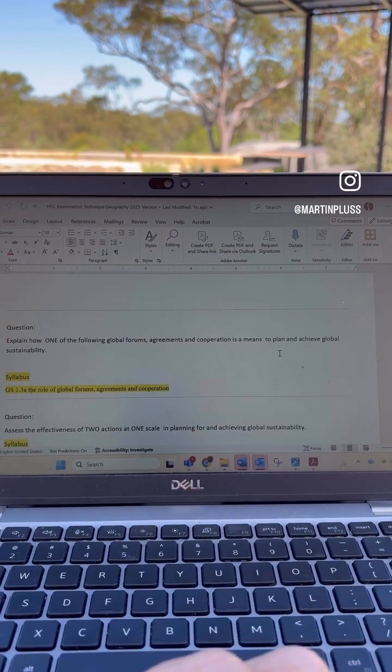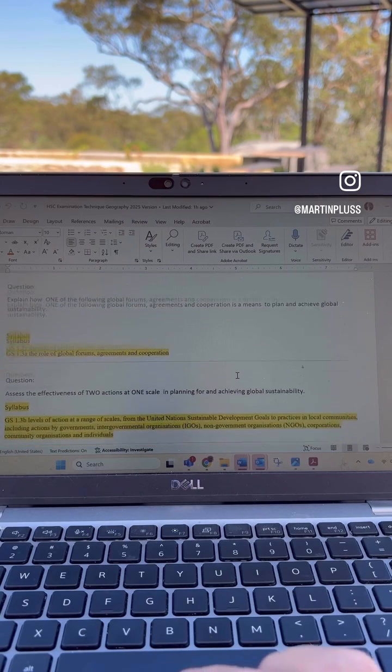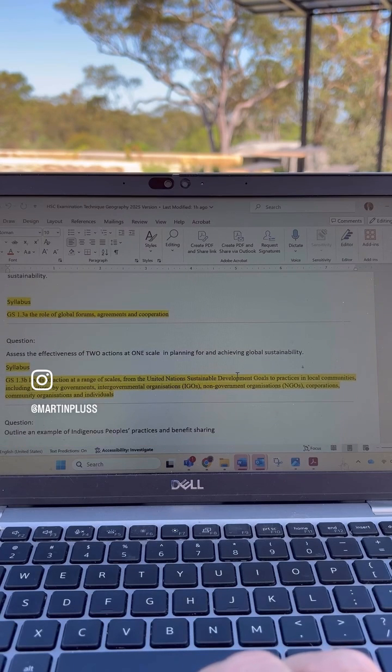As I said before, there are seven questions I've put together. The next one is on global forums, agreements and cooperation. Apply the cube to it. The other one is about the levels of action at a range of scales, and there's a lot of information there, so you have to make sure it's in components.